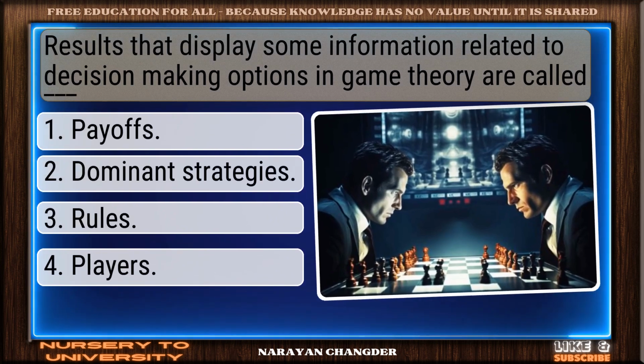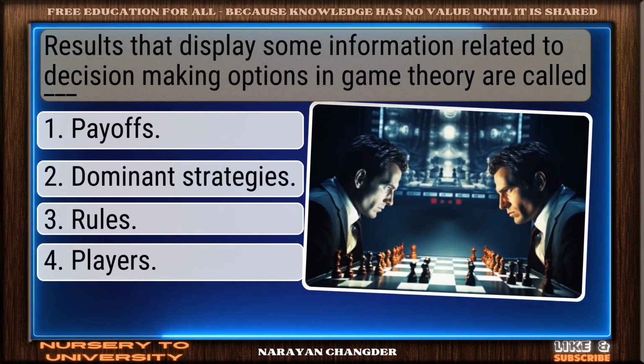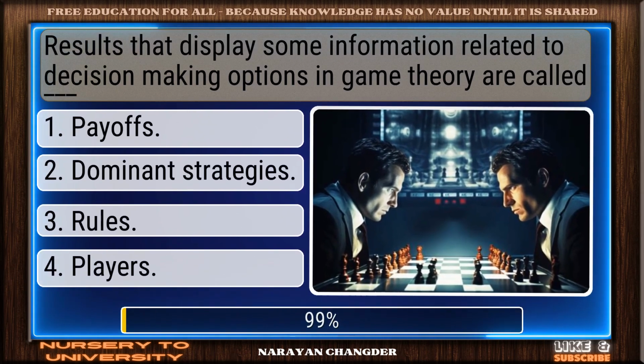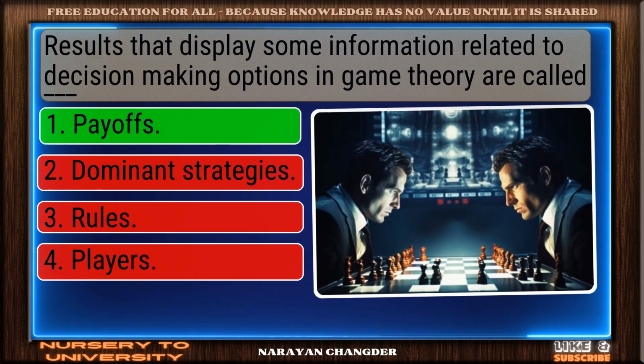Results that display some information related to decision-making options in game theory are called ___. Bravo. Payoffs is the answer.